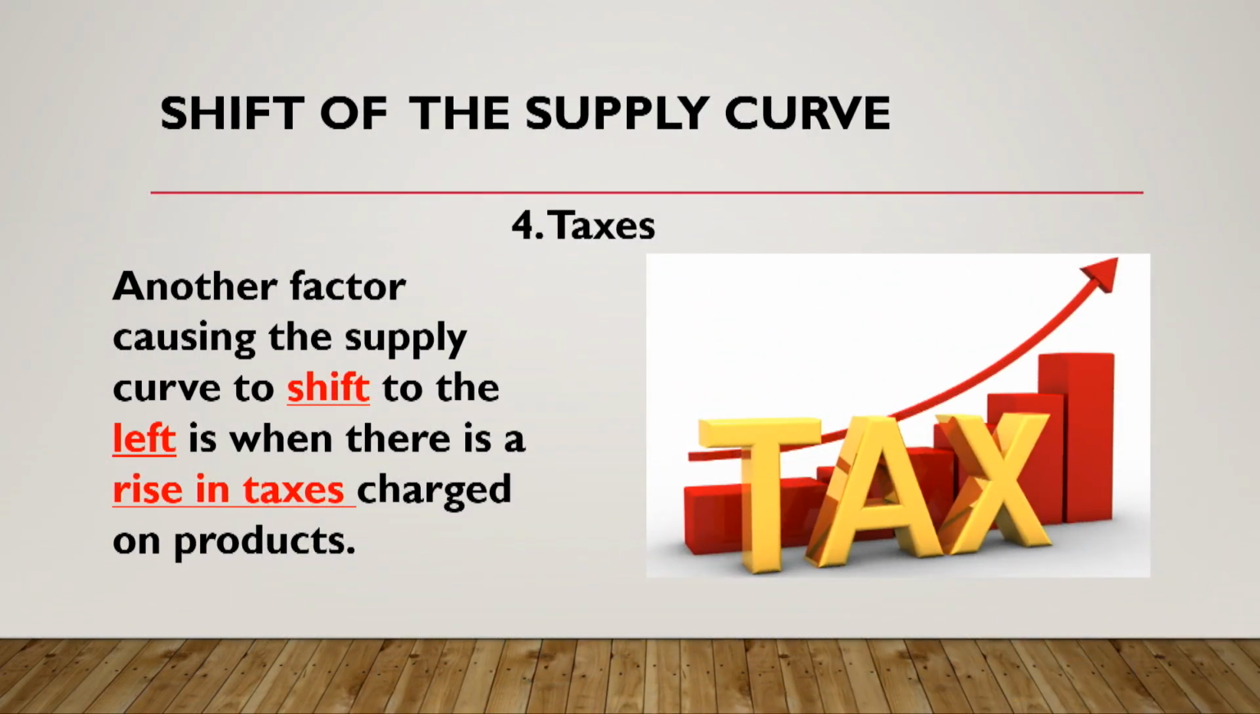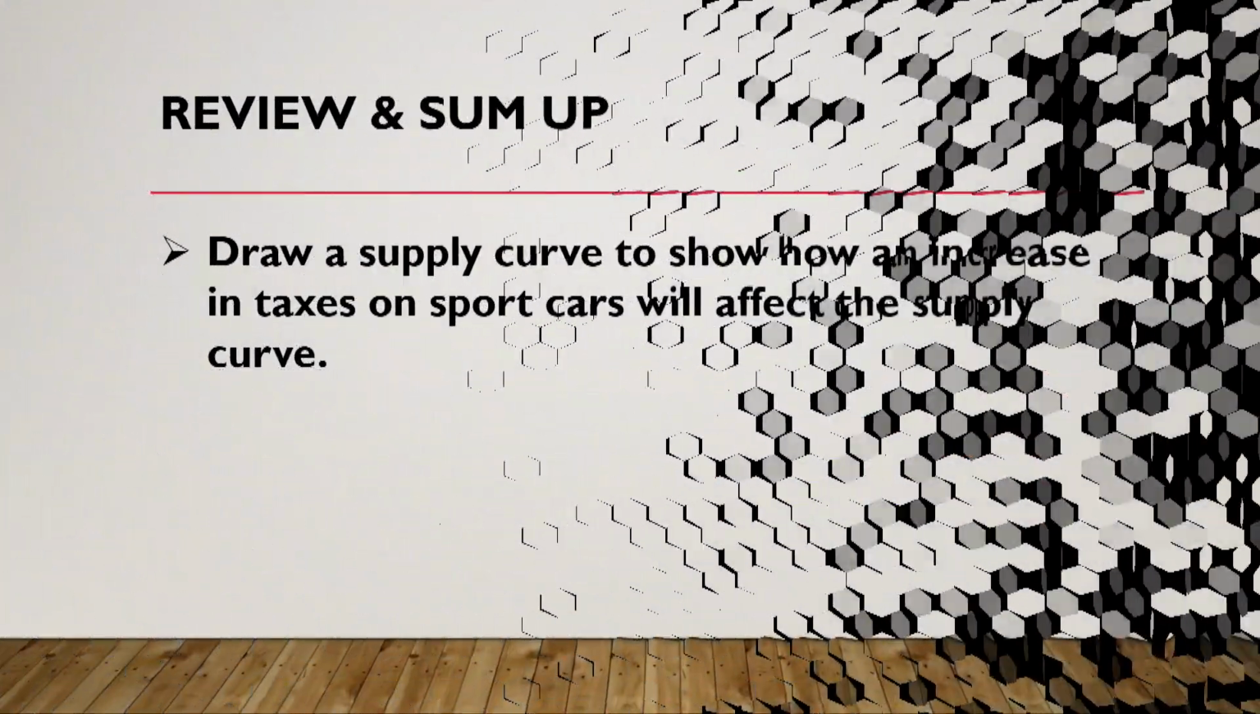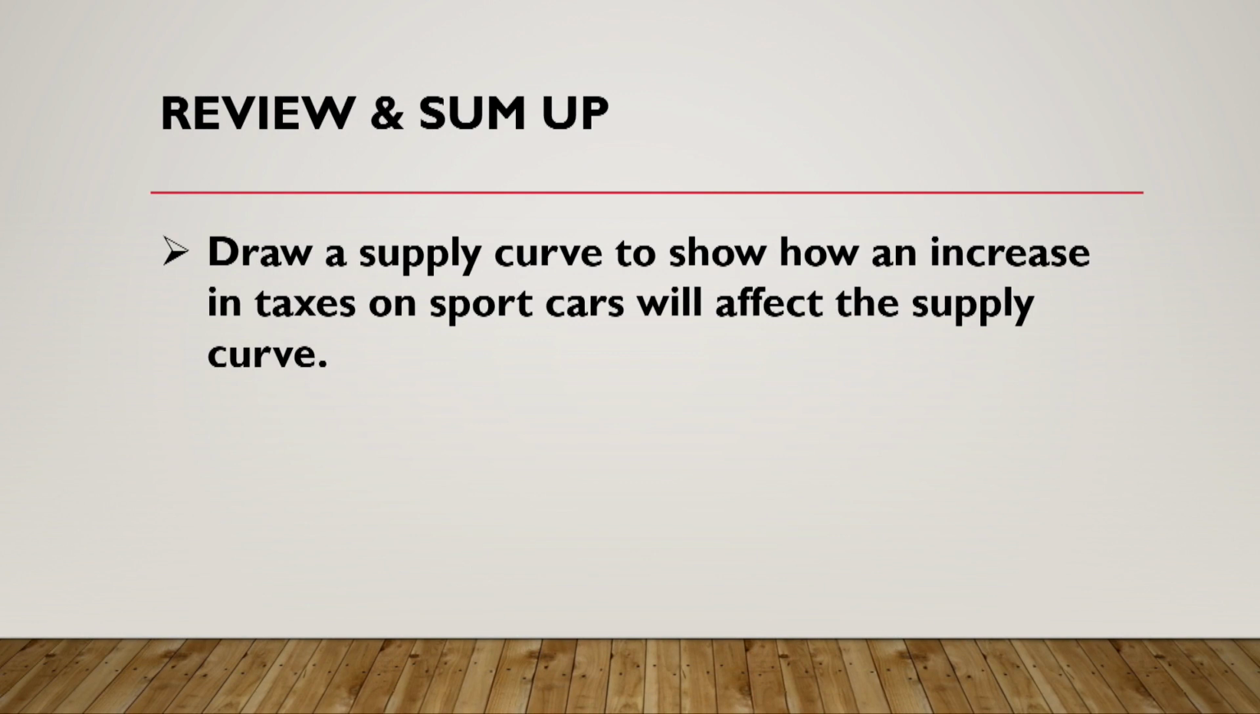Taxes. Another factor causing the supply curve to shift to the left is when there is a rise in taxes charged on products. Now, you can draw a supply curve to show how an increase in taxes on sport cars will affect the supply curve.